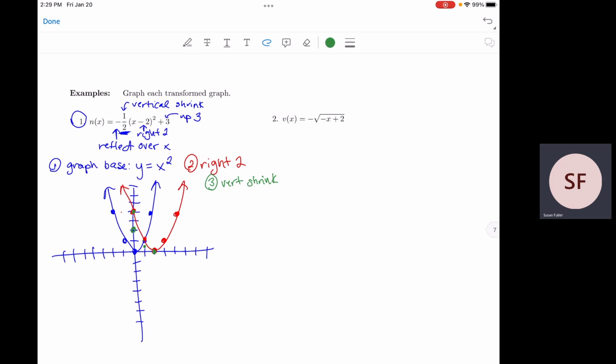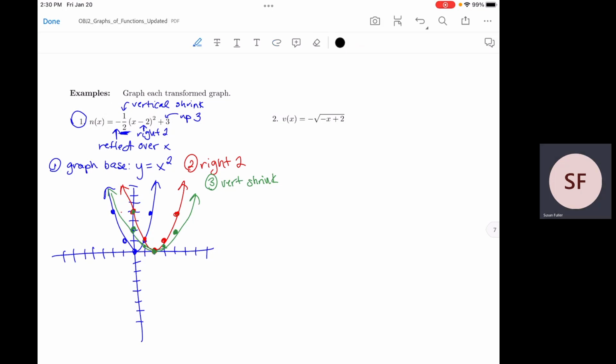Here, this is a distance of 1 unit from the x-axis. I'm going to cut that in half and bring it halfway down. And on this point, I'm going to take this one. It's 4 units from the x-axis, and I'm going to cut that in half and bring it down to 2 units from the x-axis. Now I can connect these. And basically what this does is it makes my parabola open wider. That's what a vertical shrink does for a parabola.